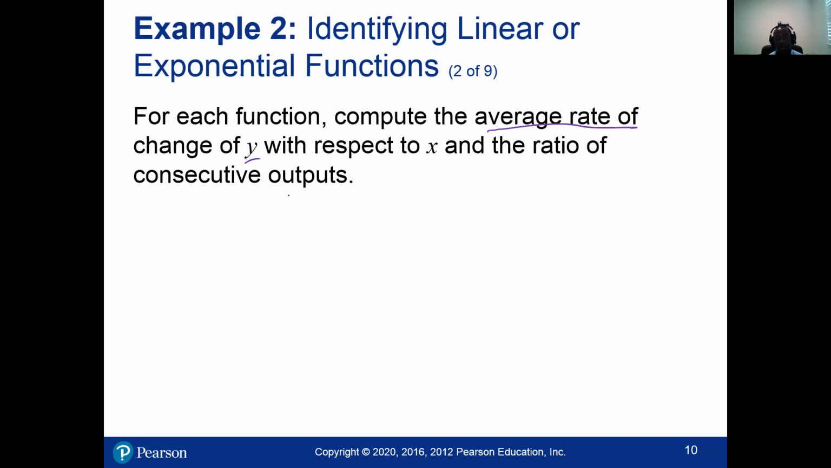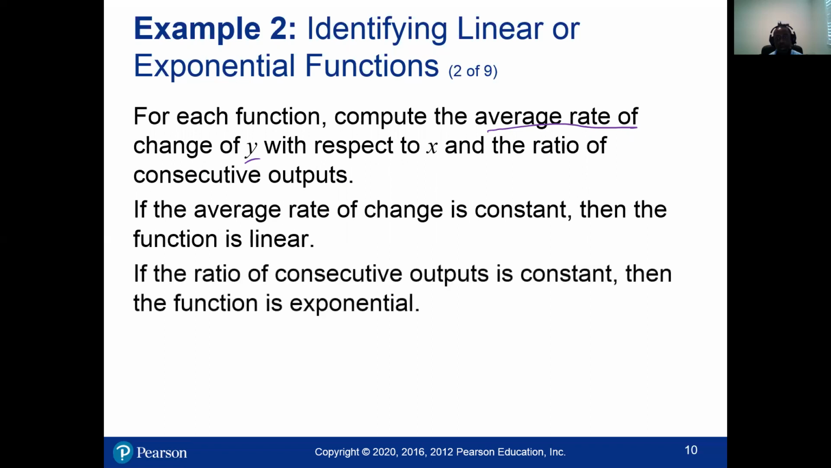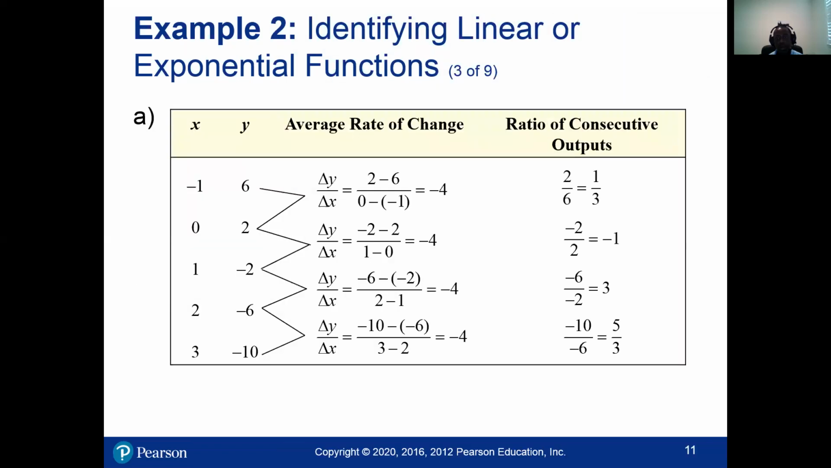Now, if the average rate of change is constant, then we know it is linear. If the ratio of consecutive outputs is constant, then we say that it is exponential. Okay. So first, let's look at the exercise, part A. These are the values in a table. X is equal to 1, y is 6, 0, y is what? 1, and so on. So how do you find it for each of them? We're going to do the average rate of change.